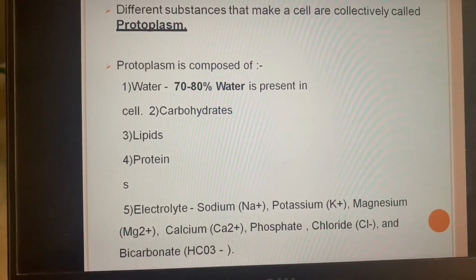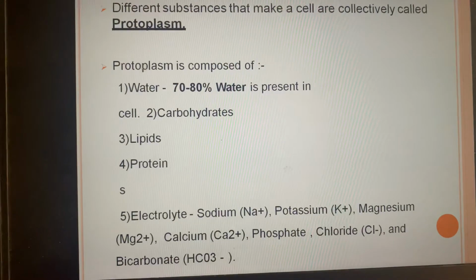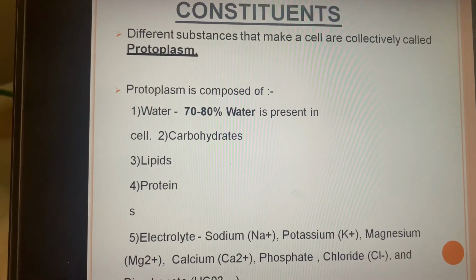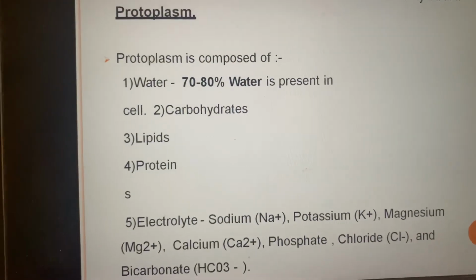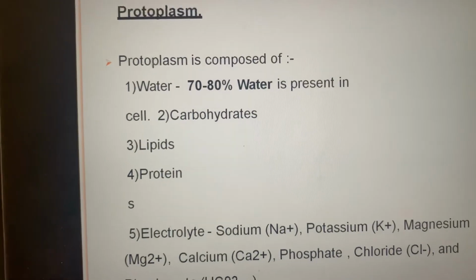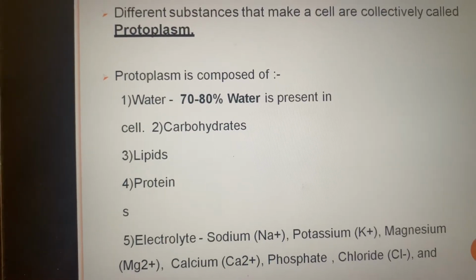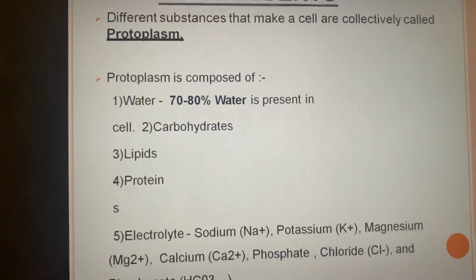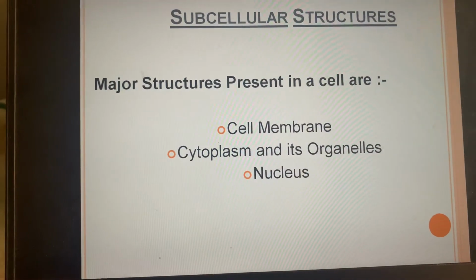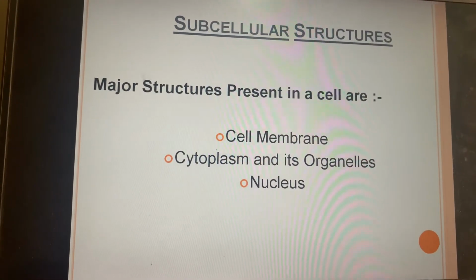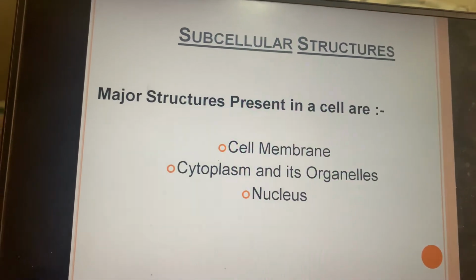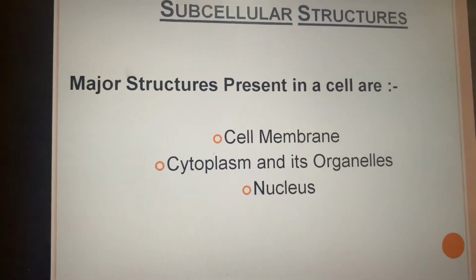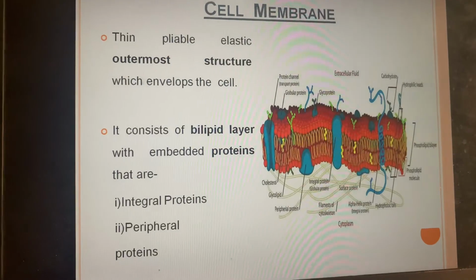The different substances that make up the cell are collectively called protoplasm. Protoplasm is composed of water, 70 to 80%, and then carbohydrates, lipids, proteins and electrolytes. Electrolytes are sodium, potassium, magnesium and different ions. We will talk about subcellular structures, which are the cell membrane, cytoplasm, organelles and nucleus, in detail in this lecture.